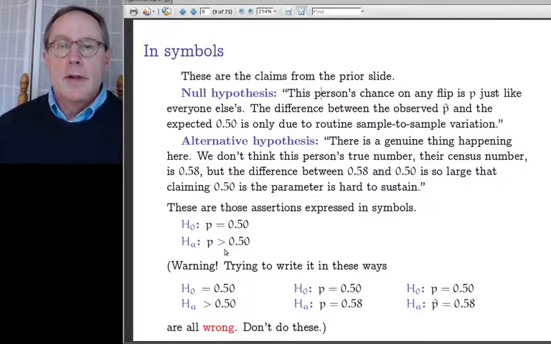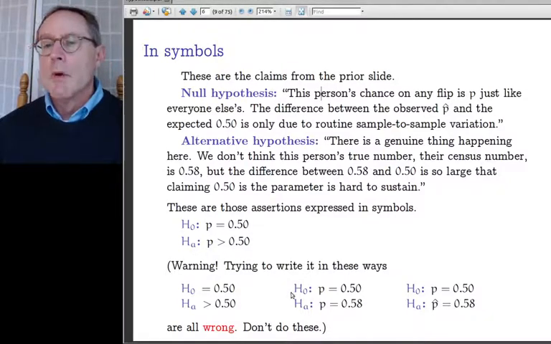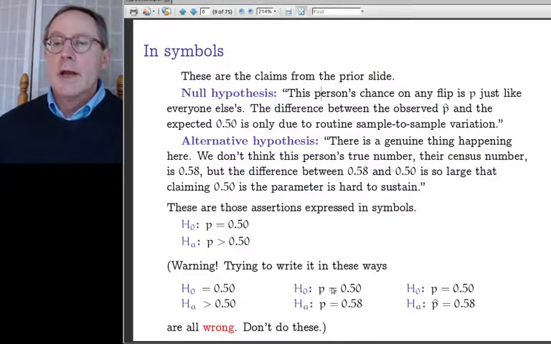HA greater than, that's not right. So H naught and HA are assertions, they're claims. Okay, here we go over here. H naught and HA. P equals 0.50 and P equals 0.58.